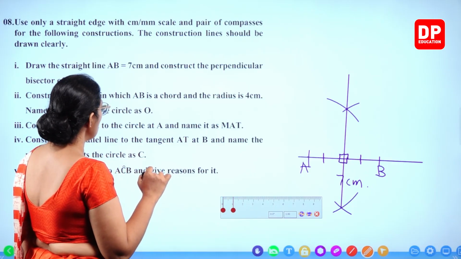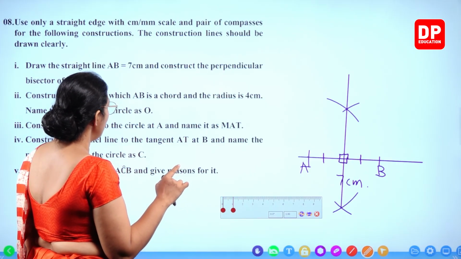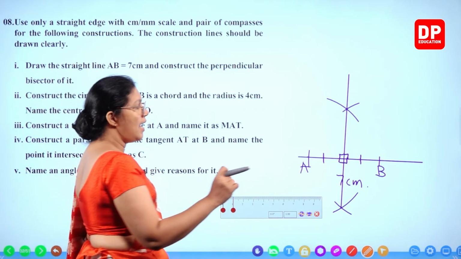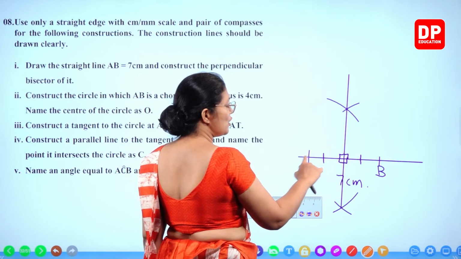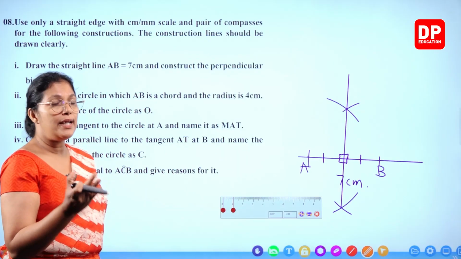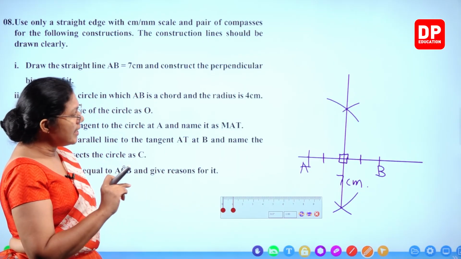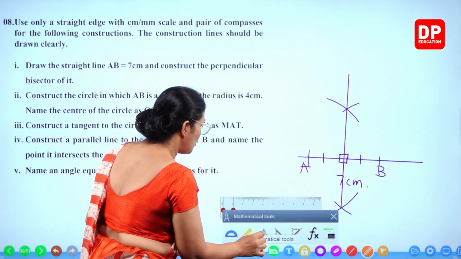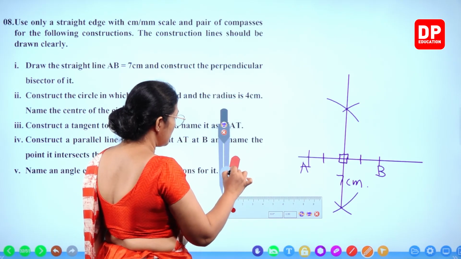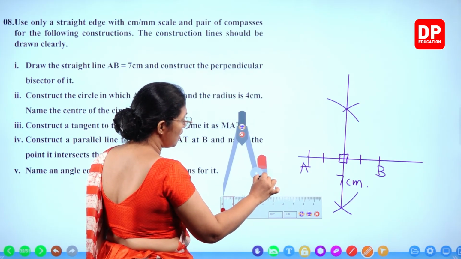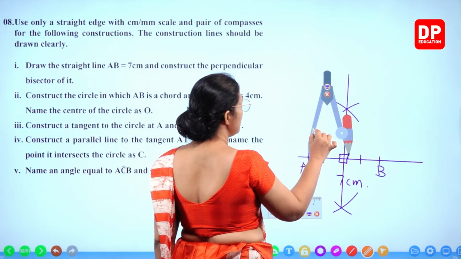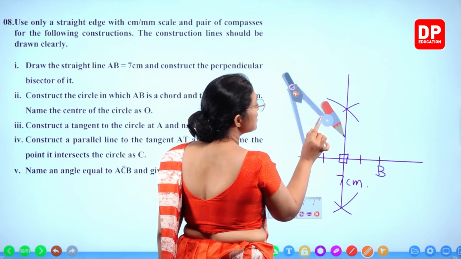Construct the circle in which AB is a chord and the radius is 4 centimeters. We know when you connect the center and the midpoint of the chord, it's perpendicular to the chord. So that means the center should be on the perpendicular bisector. And the radius is 4. That means you can take 4 centimeter length from the compass, and you can either take A or B as the point and you can mark the center.